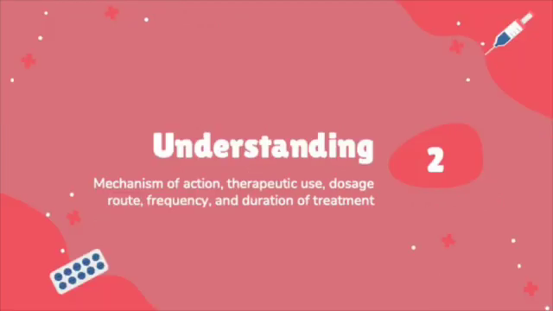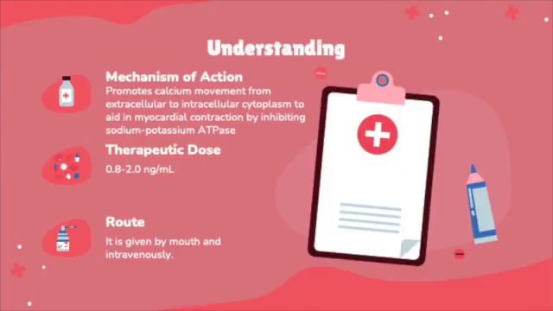Next, we're going to talk a little bit about understanding. So, the mechanism of action of digoxin, essentially it promotes calcium movement from extracellular to intracellular cytoplasm to aid in myocardial contraction by inhibiting the sodium-potassium ATPase pump. So essentially, by causing an influx of calcium, it allows our myocardial muscle to contract more easily and more effectively.